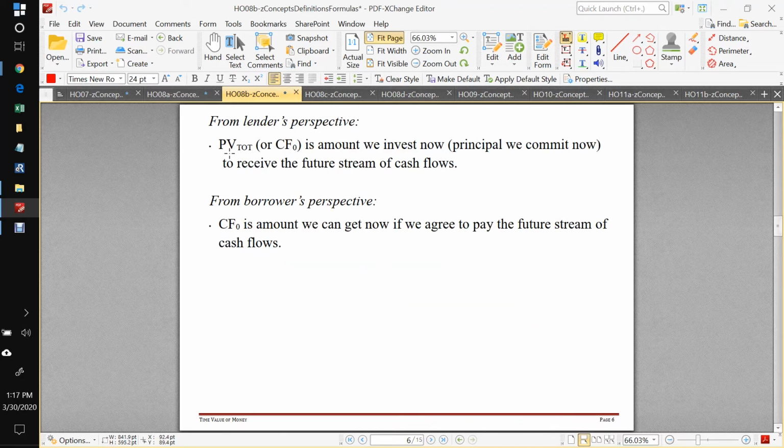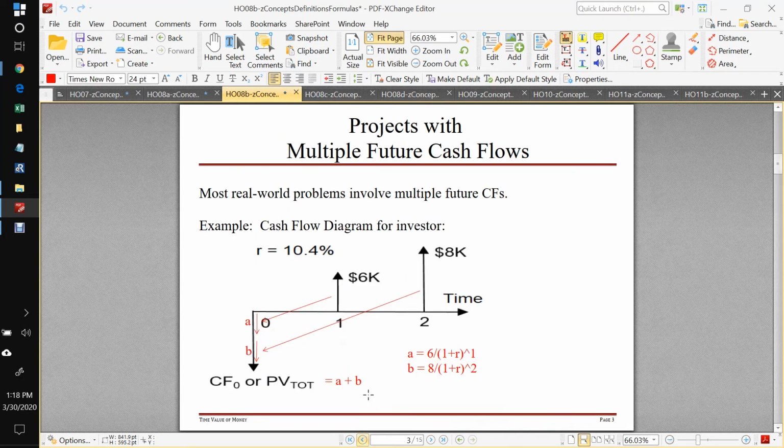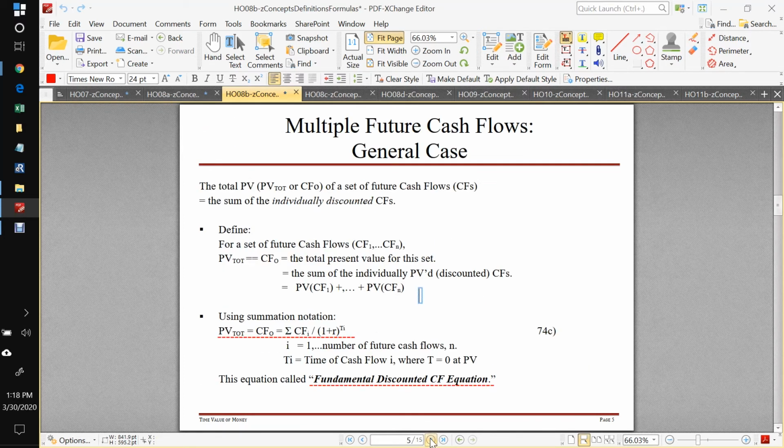Again, from a lender's perspective, PV total or CF0 is the amount we invest now, or the principal we commit now to receive the future stream of cash flows. And from a borrower's perspective, CF0 is the pile of money we can get now if we agree to pay the future stream of cash flows. Also mathematically, this future stream of cash flows, if you just add them up, forget about time value, should always be bigger than PV total. Why? Because from a lender's perspective, you're putting out a blob of money and you want to get more than that back. So that's a good way you can always check your work with these problems.